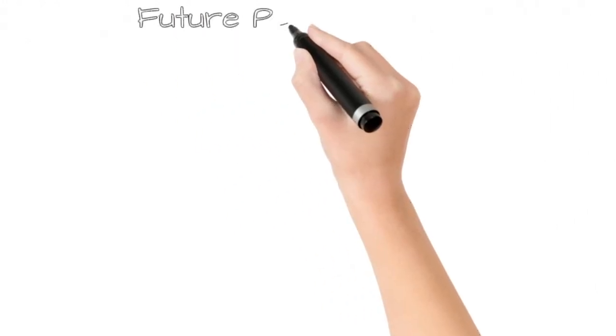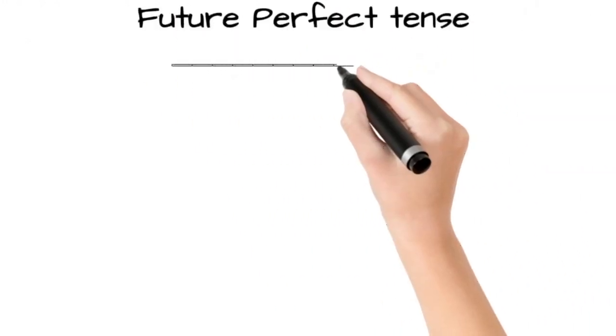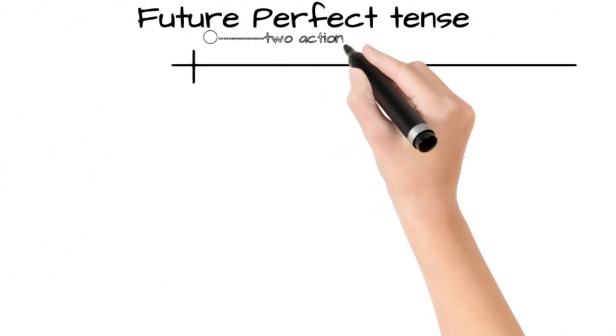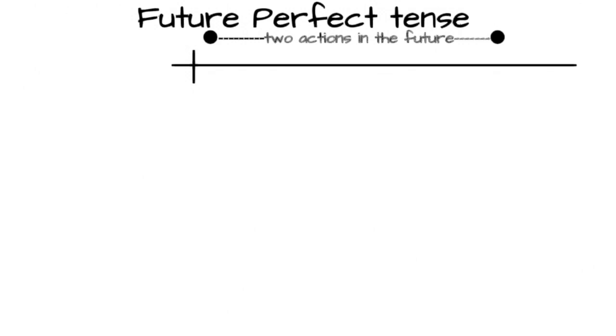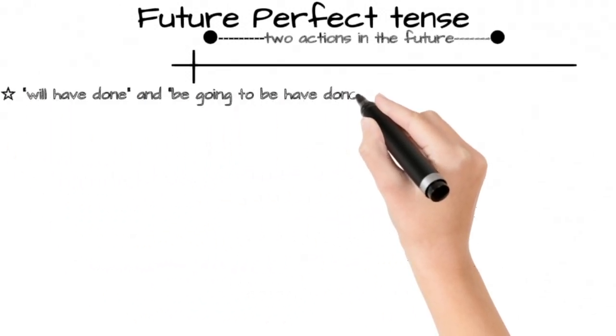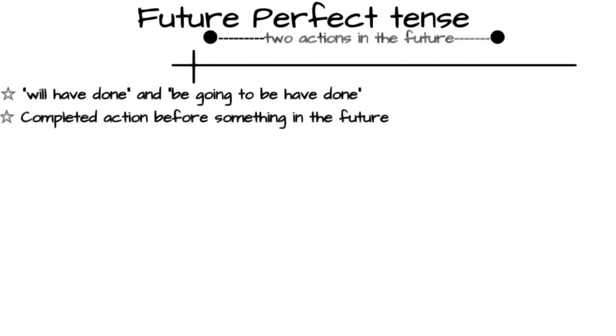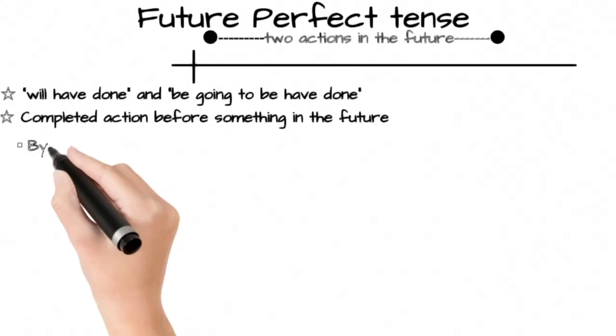Now let us understand today's last tense, that is future perfect tense. The future perfect tense has two actions that will be completed in the future. It has two different forms, will have done and be going to have done. Let's look at the usage. It is used for completed action before something in the future. It helps us to express the idea that something will occur before another action in the future.